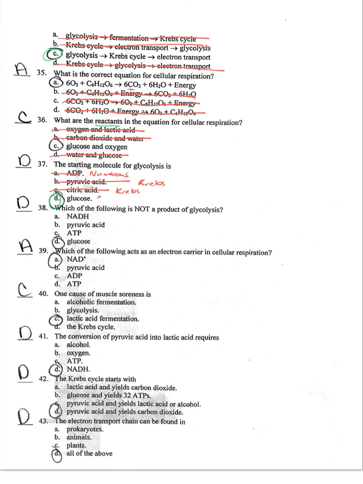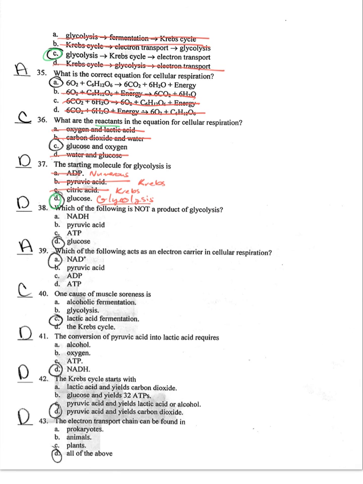And glucose is obviously glycolysis, the breaking up of glucose. So you need glucose. Which of the following is not the product of glycolysis? So what's at the end of glycolysis?